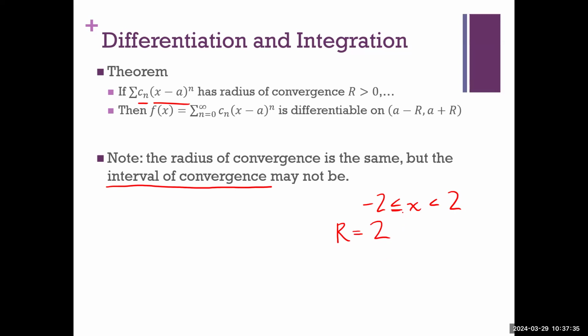Maybe we have to include one of these endpoints. So that's something that might happen when you take a derivative or take an integral, is that even though the radius is guaranteed to be the same, you might end up getting convergence at one of the endpoints. So in general, with a geometric series, you don't have to look at the endpoints, but after you take a derivative or an integral, you might.